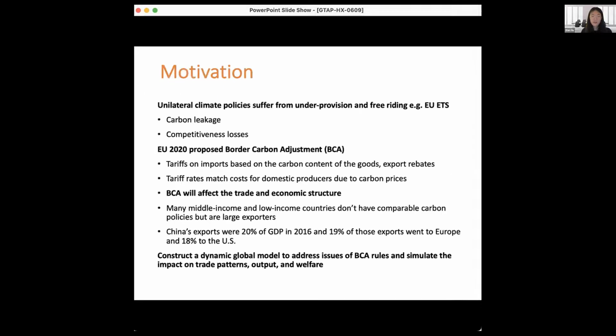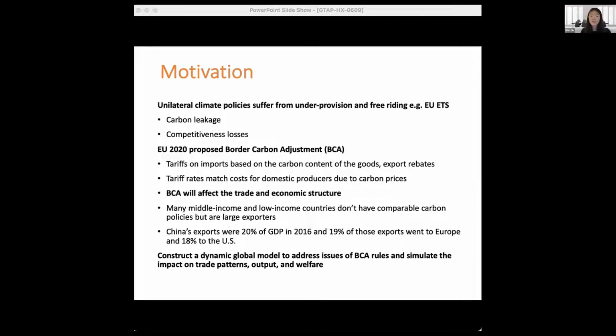Today, first, I will begin with our motivation. As we all know, the climate is a global common. Unilateral climate policies will suffer from under provision and free riding. Like the EU ETS, they have steadily tightened the system and the permit prices have been rising. This has raised worries about carbon leakage, that is, worry that the reductions in EU emissions will be offset by higher emissions in the rest of the world when they export more to the EU, and the competitiveness losses due to the lower carbon price from the imports.